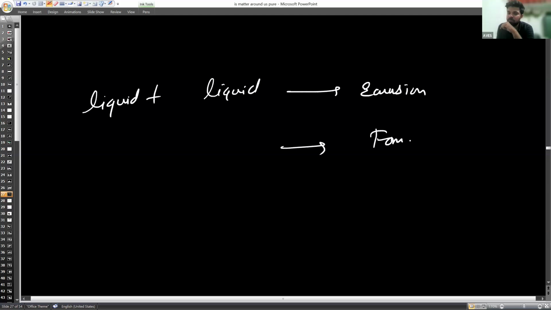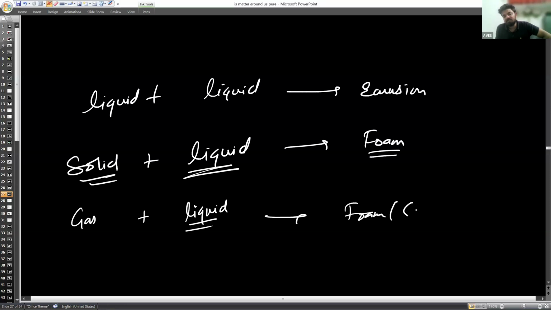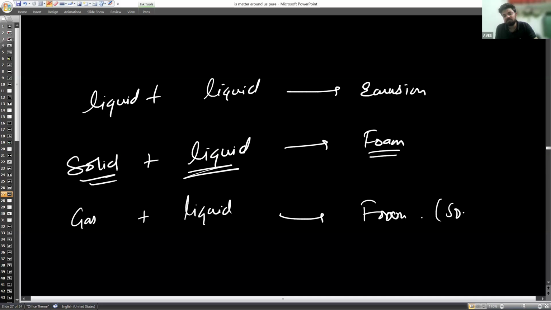We have solid dissolved in liquids, and gas dissolved in liquids. This is also a foam, like shaving cream.